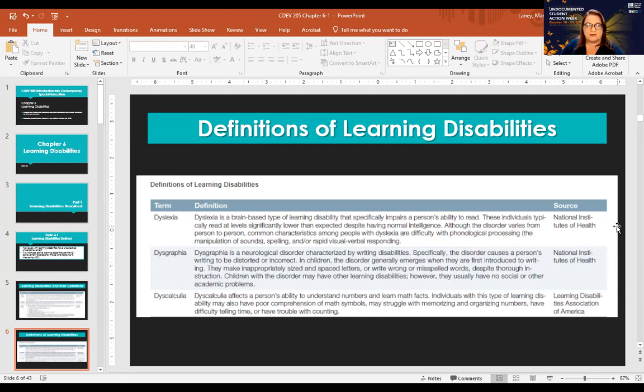Dysgraphia has to do with writing. It's all brain-based. And sometimes you'll see it in younger kids. You know what they didn't put on here is that apraxia is more of a neuromuscular issue, but apraxia can be a baseline for some of these things. We'll talk about that in just a sec. But dysgraphia has a lot to do with writing.